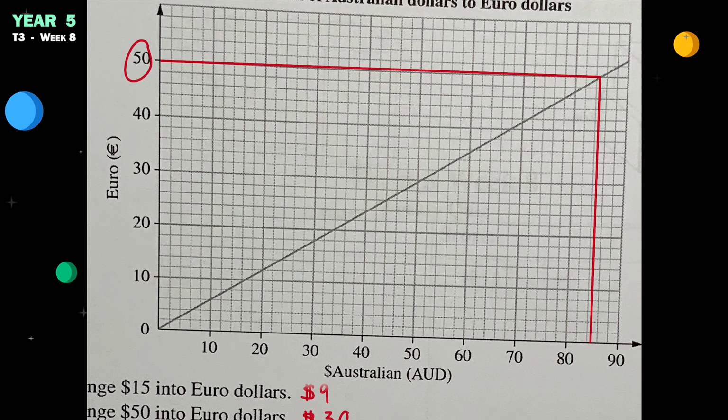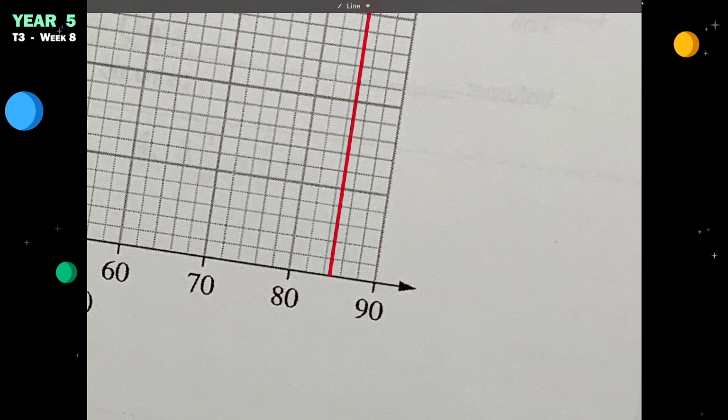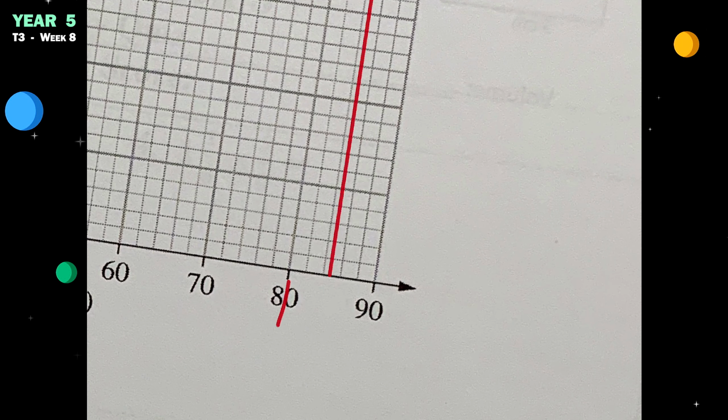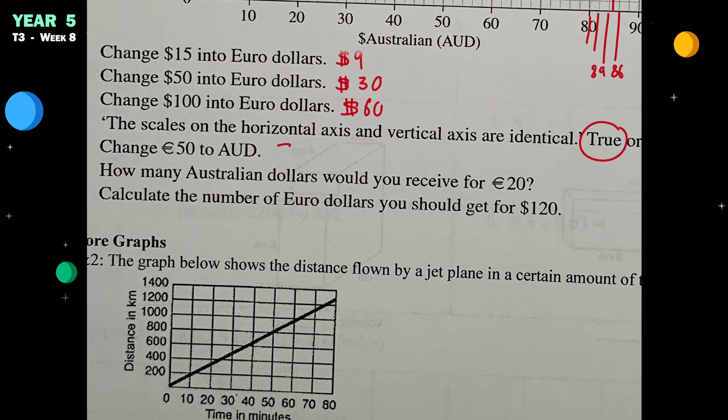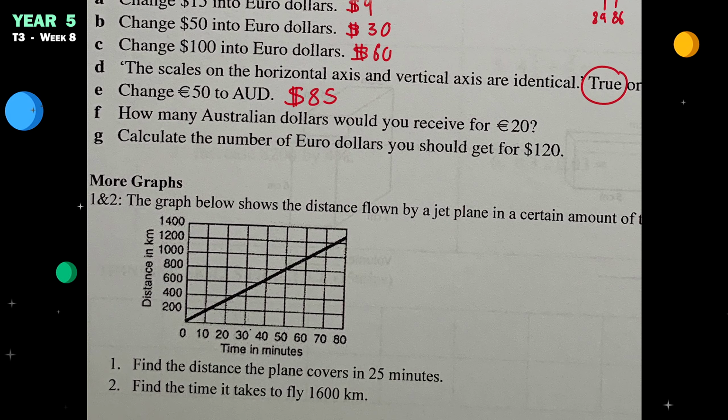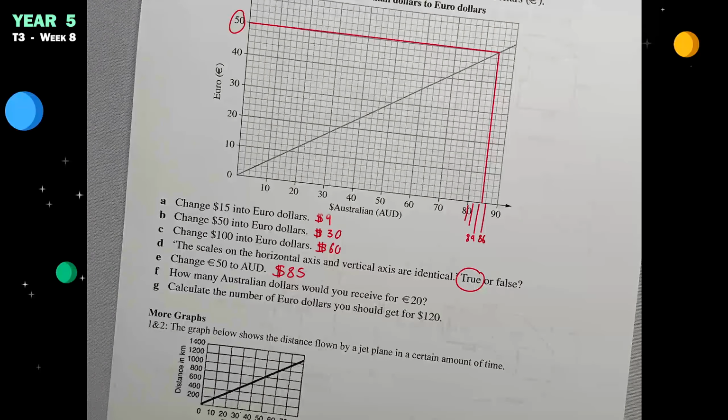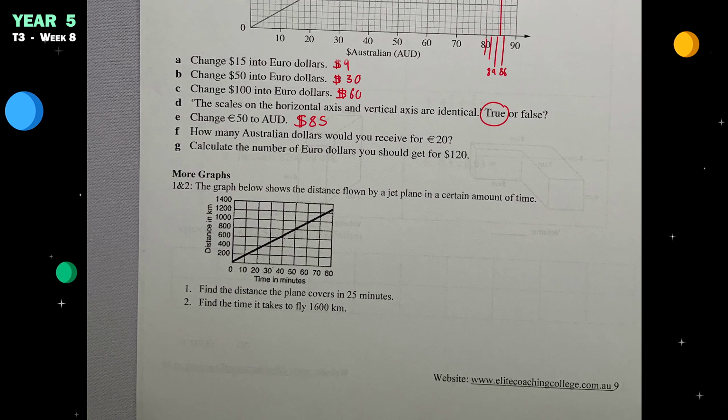To me, it's probably halfway between here. This is 80, 82, 84, 86. Between 84 and 86, so I would safely assume it's 85. So this should be 85. How many Australian dollars would you receive for 20 European dollars? Okay, I'm going to let you do that by yourself. So you get the point now.